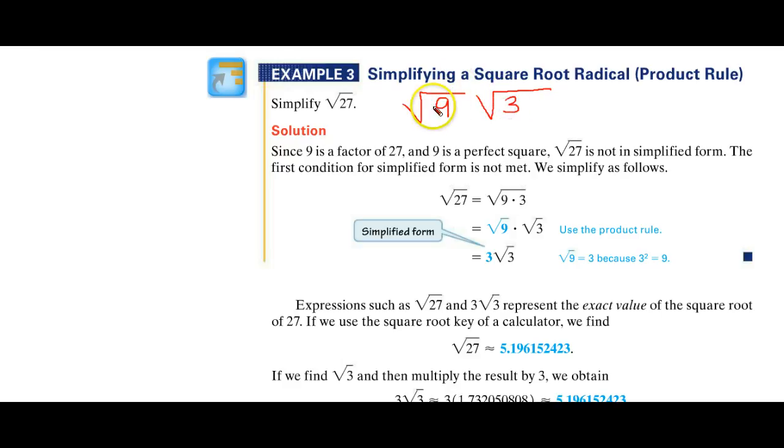So what is the square root of 9? 3, and we just write the square root of 3. Now if you could remember that the square root of 27 is always 3, the square root of 3 simplified. Now if we put this in our calculator, we get the same approximation.